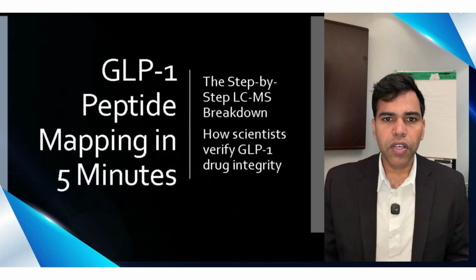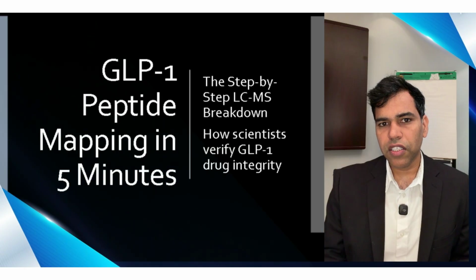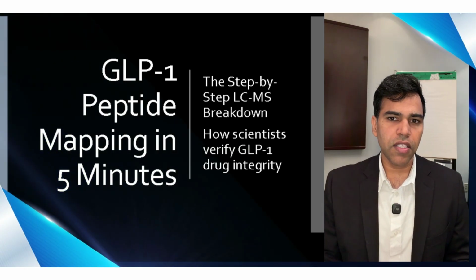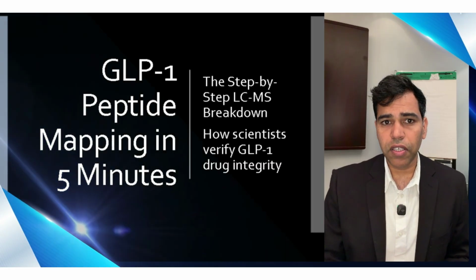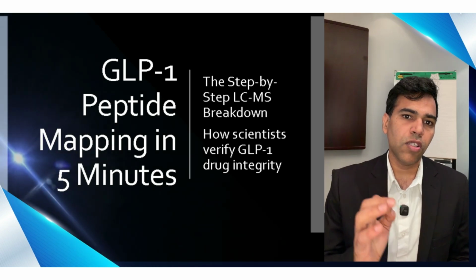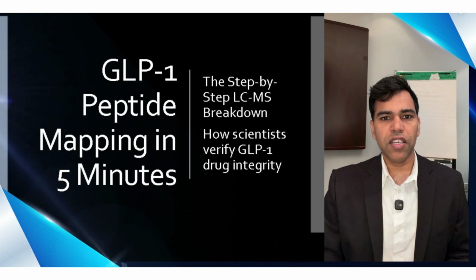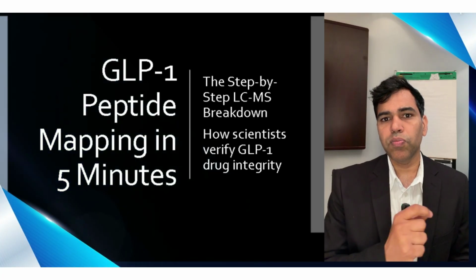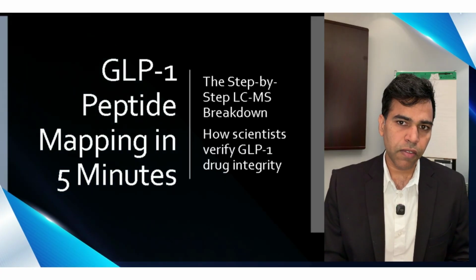A GLP-1 analog batch clears every upstream quality check, appearance, potency, purity by HPLC, and then fails comparability at peptide level because a single acylation site wasn't where the sponsor thought it was. That's not a hypothetical scenario. That's a conversation that happens more often than anyone in this industry wants to admit.